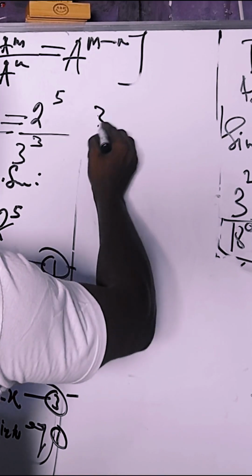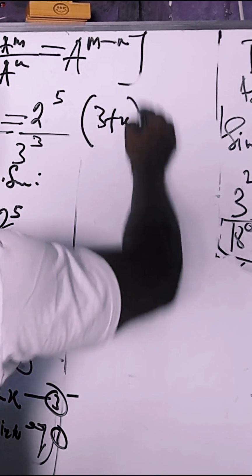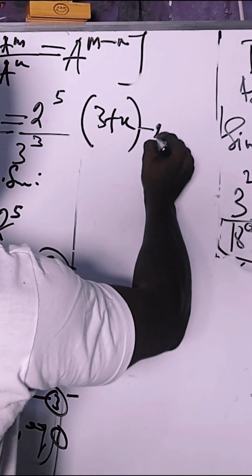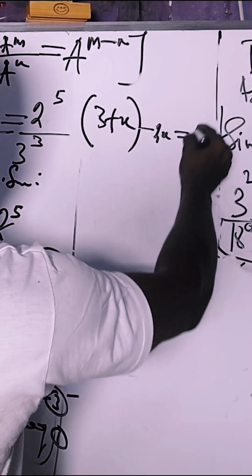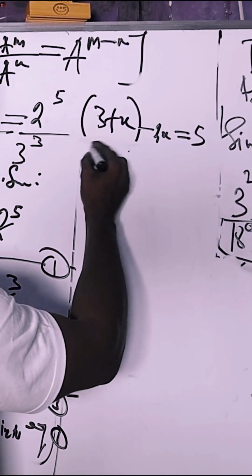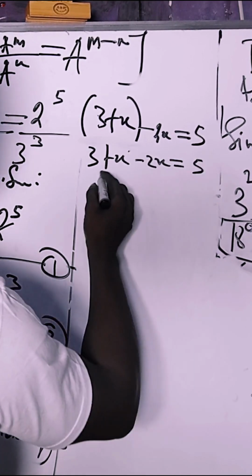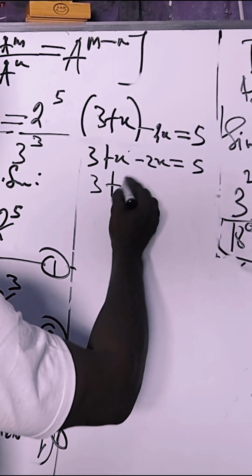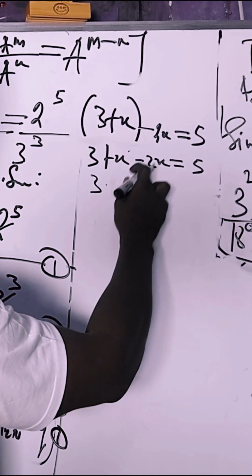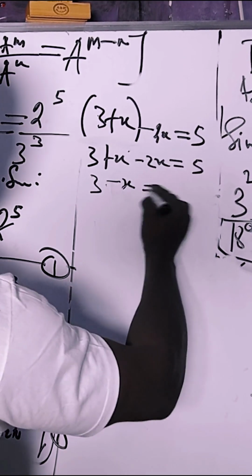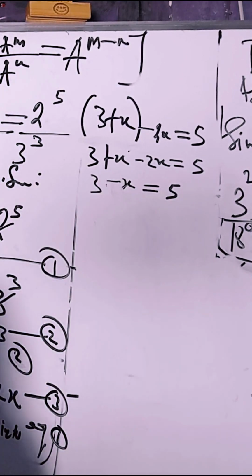3 plus x, which is standing for y in equation 1, minus 2x, and that is equal to a constant, which is 5. Let's open the bracket. That becomes 3 plus x minus 2x is equal to 5. So we have 3 plus x minus 2x is minus x, and that is equal to 5.